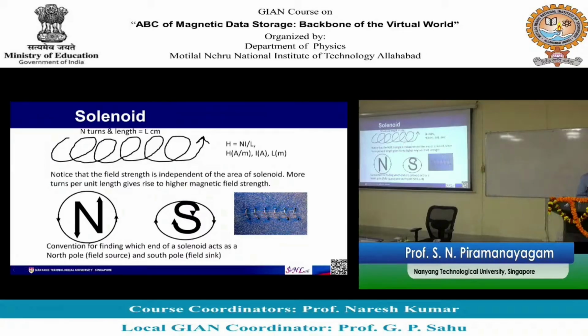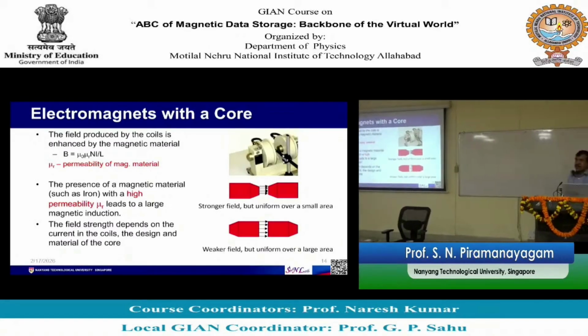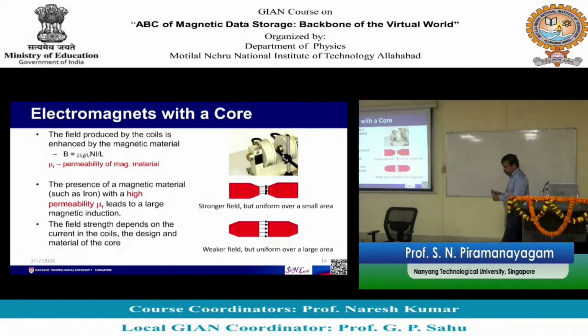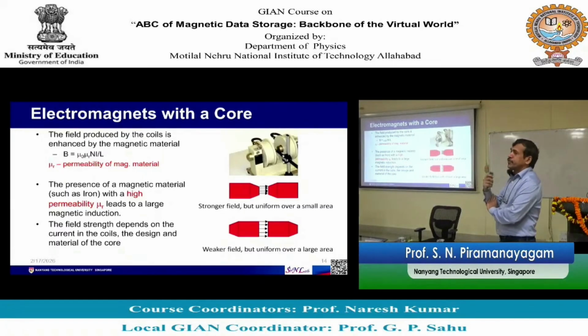In your school days, probably you would have used a Helmholtz coil. That's a kind of solenoid where you can produce a magnetic field. But even a solenoid cannot produce a very strong magnetic field unless it is a superconducting solenoid. Otherwise, if you want to produce a strong magnetic field, we use electromagnets with a core.